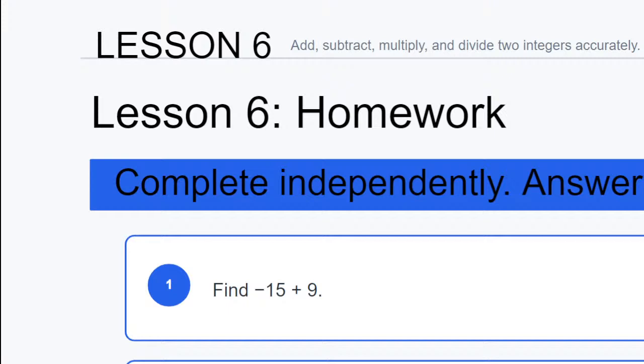Okay, and this is the homework. Number 1, find -15 plus 9. Number 2, find -4 minus 11. Number 3, find -9 times 6. Number 4, -72 divided by -8.